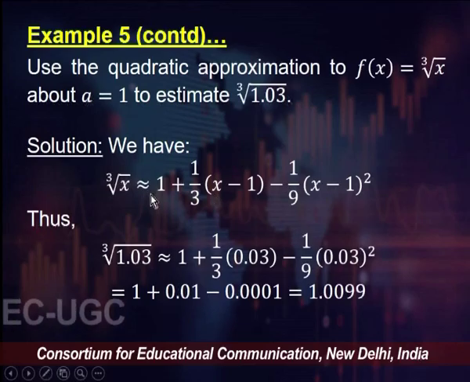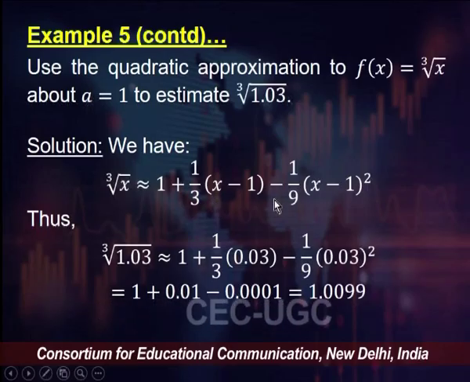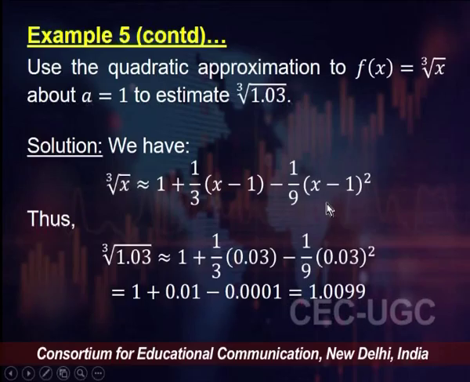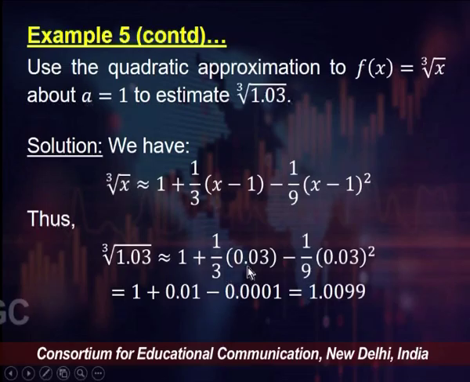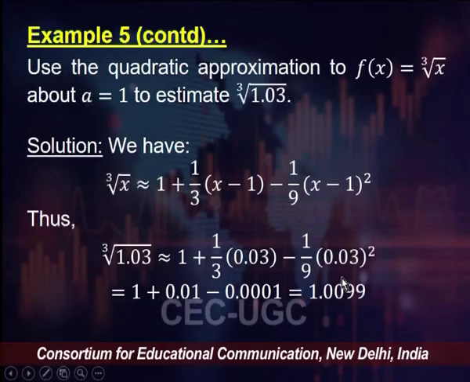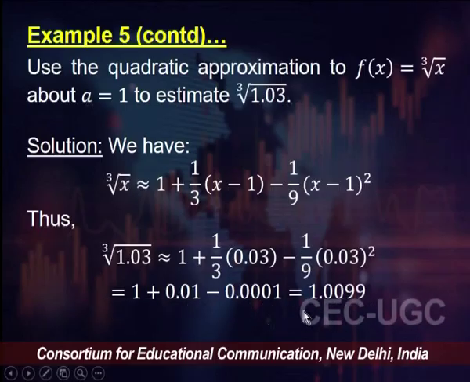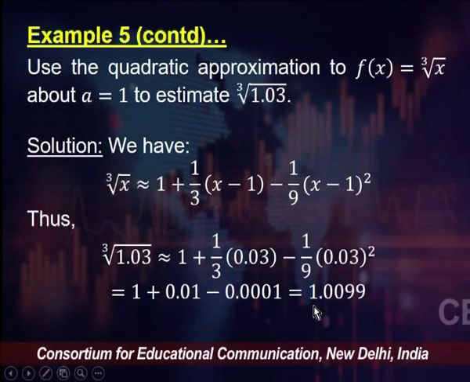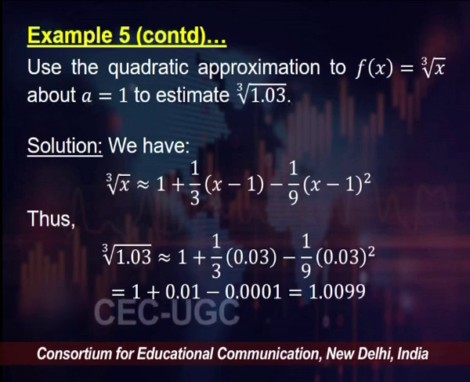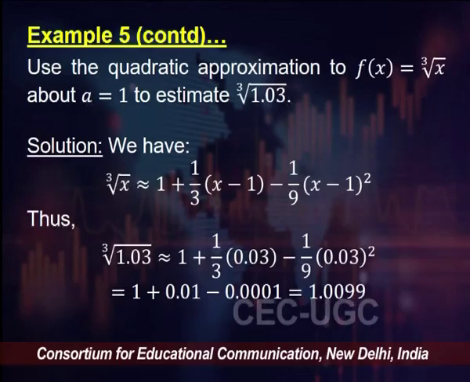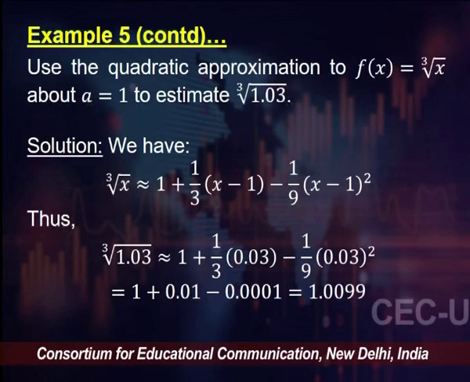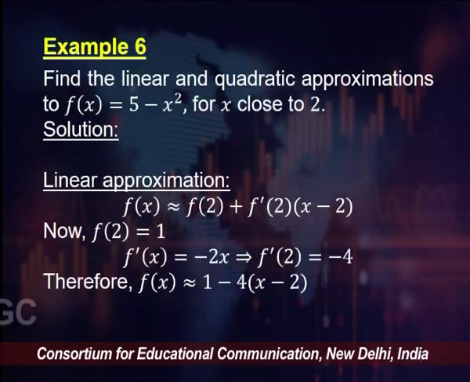Now, our quadratic approximation was 1 plus 1/3 times (x minus 1) minus 1/9 times (x minus 1) the whole squared. So, here you have 1 plus 1/3 times 0.03, because 1.03 minus 1 is 0.03, minus 1/9 times 0.03 squared, and this then gives you 1.0099, which is actually what we got with the calculator also, up to 4 decimal places. So, we are getting exactly the correct answer up to 4 decimal places, which is really great.